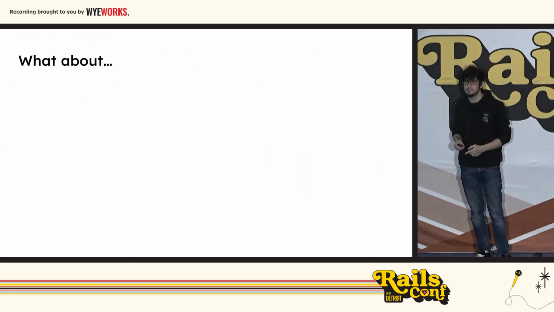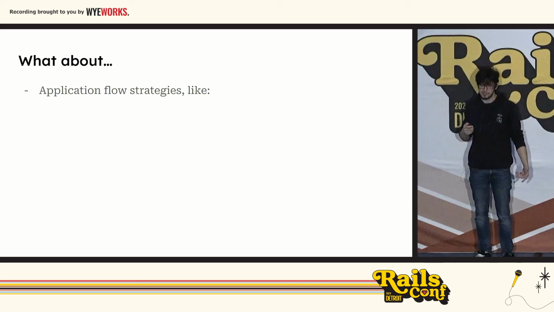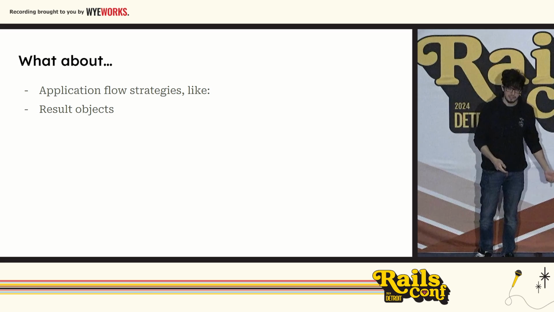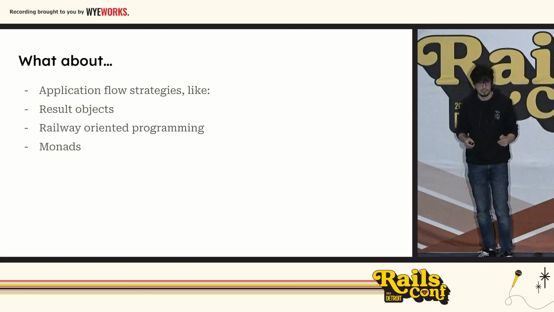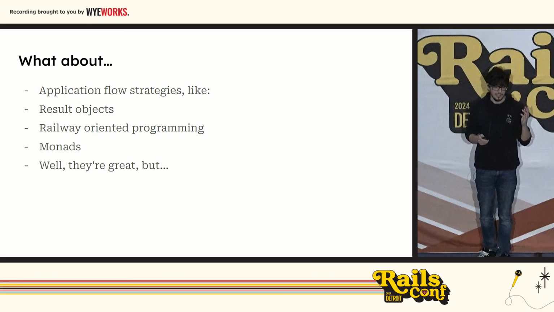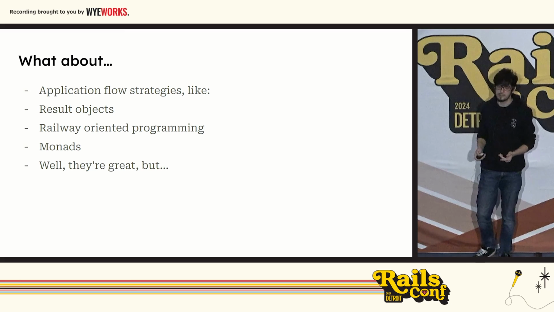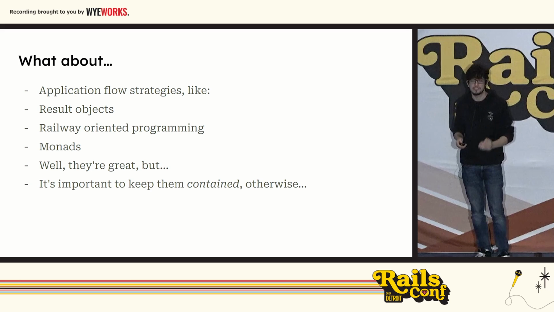Okay, so maybe at this point, some of you might be wondering, what about application flow strategies like result objects and monads or railway-oriented programming and all of these? My answer is, I actually think they're great. I don't think they're bad at all, but I think it's important to keep them contained.